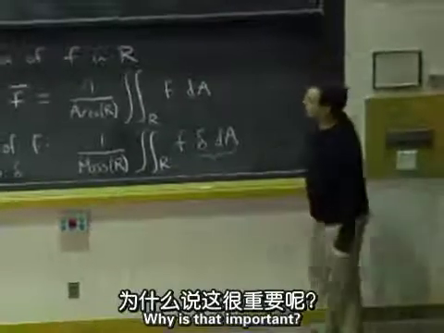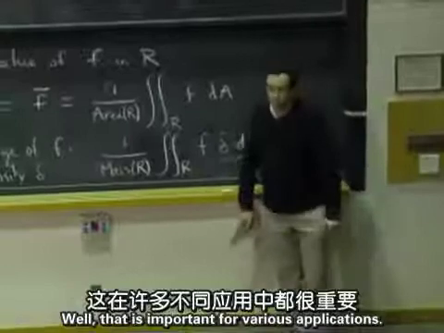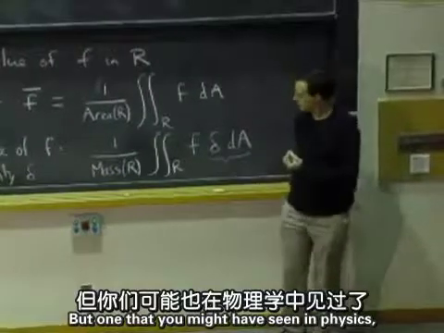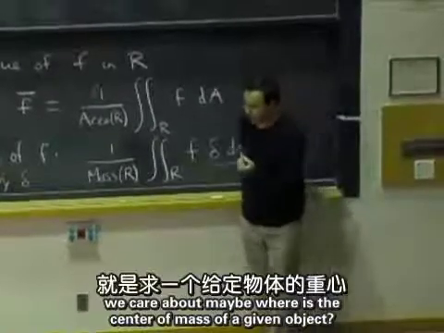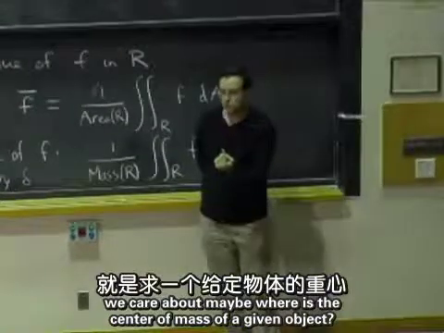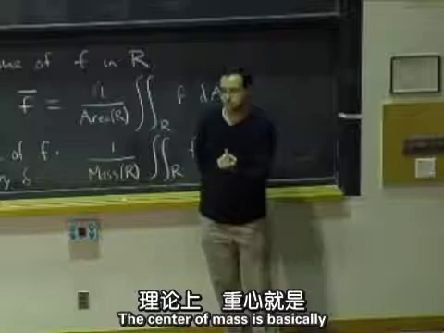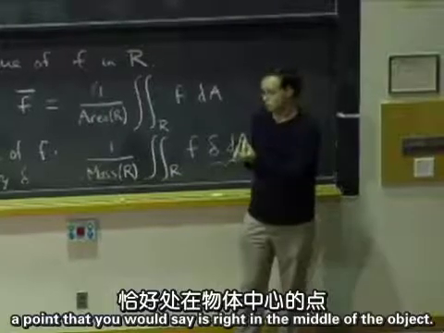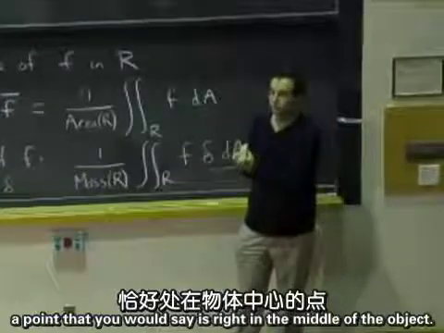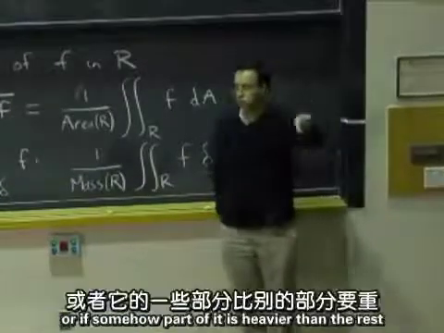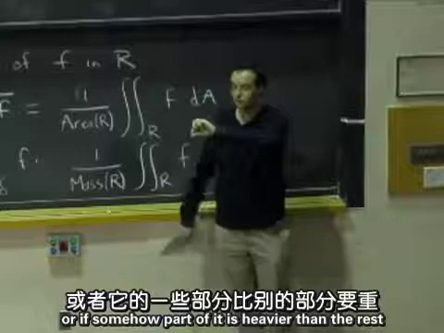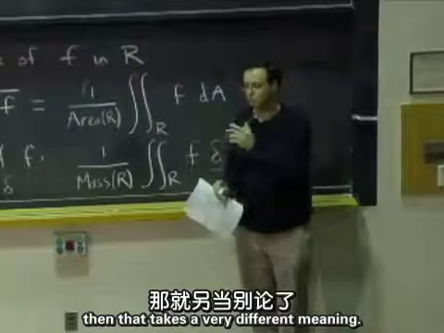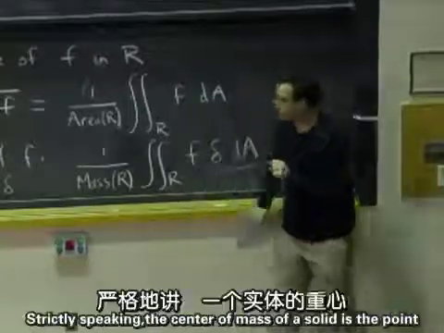Okay, so why is that important? Well, that's important for various applications, but one that you might have seen in physics, we care about maybe where is the center of mass of a given object. Okay, so the center of mass is basically the point, you would say that point is right in the middle of the object. But of course, if the object has a very strange shape, or if somehow part of it is heavier than the rest, then that takes a very different meaning.